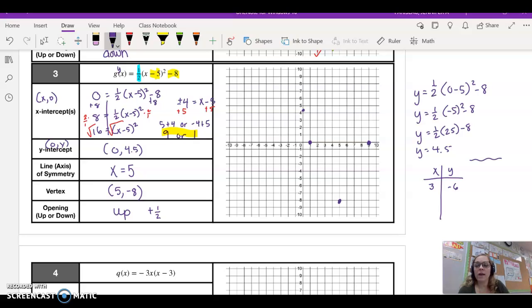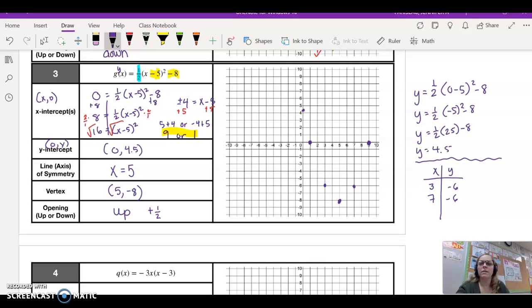Right? This is just another way, if you wanted to get a couple more anchor points, is you could create a table. So if I did 3, that's 2 away, so let me go ahead and do 7. Well, guess what? If it's a parabola, if it's that quadratic, it's going to have the same outcome, right? And that's the case, because 7 minus 5 is 2. 2 squared is 4. Half of 4 is 2. 2 minus 8 is negative 6. So now we have 2 other points that we could potentially lock in there. That just really helps us develop and understand that curve that's going on.